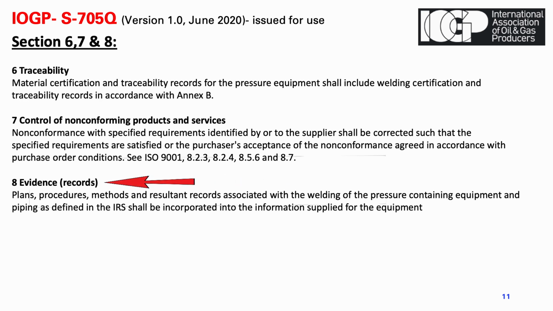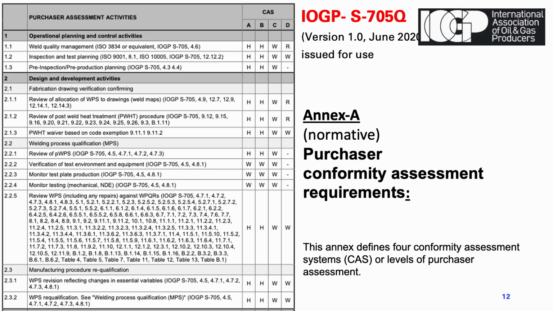Finally, the evidence and records is section 8: plans, procedures, methods and resulting records associated with the welding of pressure containing equipment and piping as defined in the IRS shall be incorporated into the information supplied for the equipment. I am putting a glance of Annexure A here.